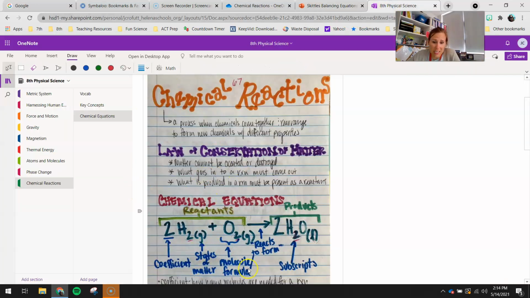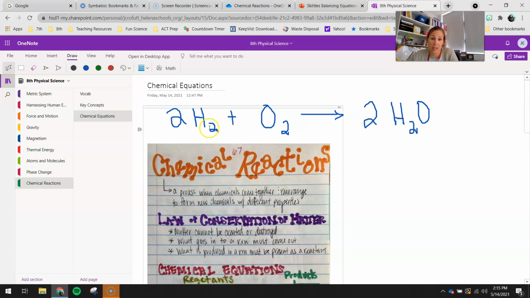The little teeny tiny number after the atoms is called the subscript. That tells us how many specific atoms we have for one molecule. So if we don't have a coefficient in front, we assume we have one molecule. That tells us how many atoms of each. So if we look at our reaction here, if we're just looking at one molecule of H2, let me circle that here, one molecule of H2, we have 2 hydrogen atoms there. If we're looking at one molecule of O2, we have 2 oxygen atoms in that molecule.